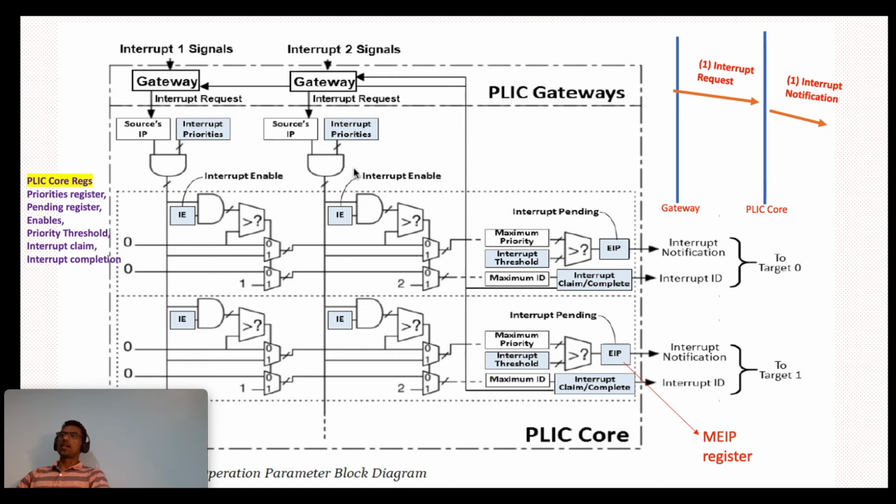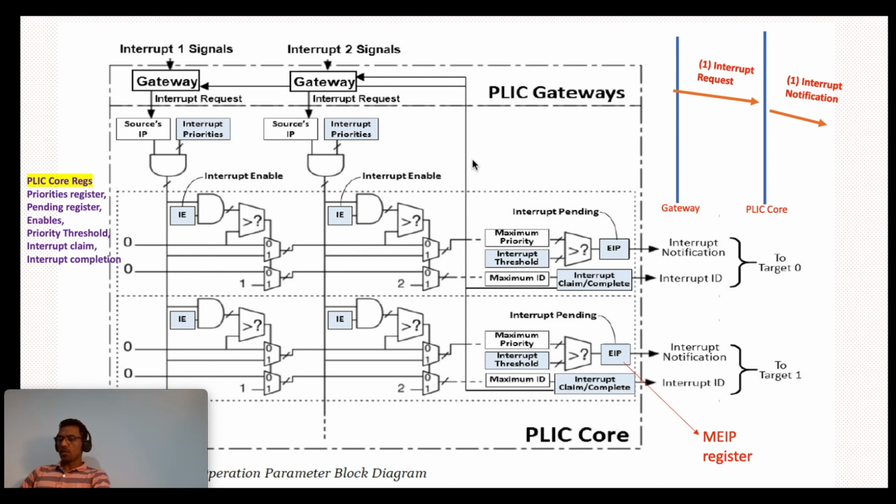This is a block diagram from the PLIC specification. This part here is the PLIC gateway, whatever we saw in the previous interrupt flow diagram. So this is that block. From the gateway, the interrupt request comes to the PLIC core. So this is the interrupt request, and this block is the PLIC core.